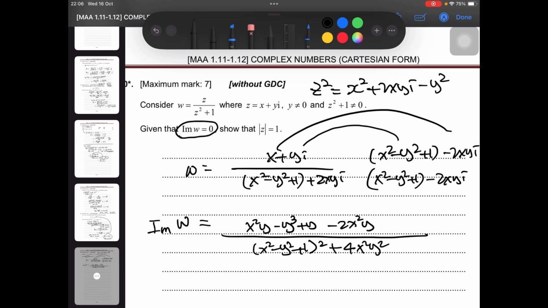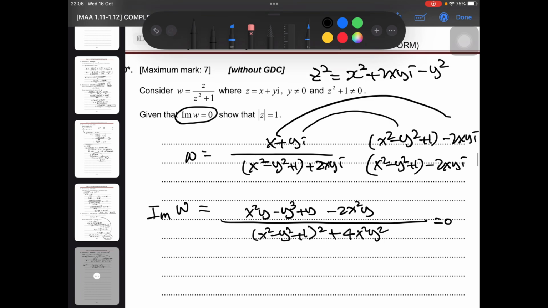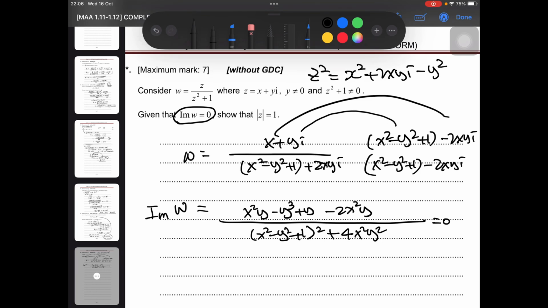When you make the imaginary part, it doesn't include i. So only the coefficient, the number with i. So this is the one. So this is 0. So if I factor out y, this and this can be simplified. Negative x squared y. So negative y squared plus 1 minus x squared equals 0.